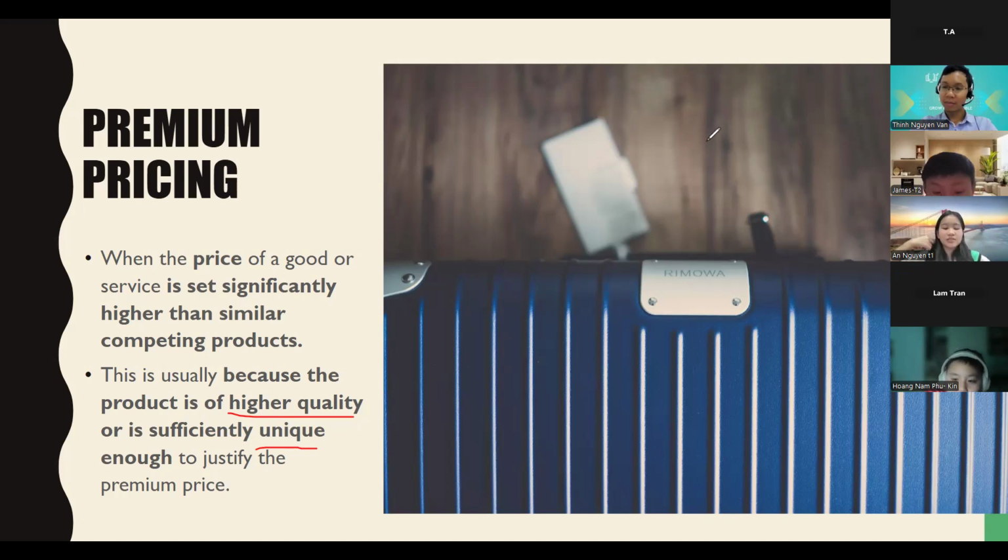Not only because of their quality, because to produce perfume or bags, there are many other brands that can do the same thing, but because of their price is high, so it makes the rich people want to buy it. Yes, you are right about that. But it's not only about they are unique.